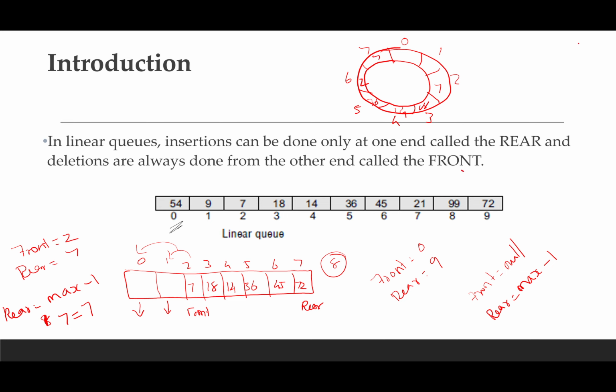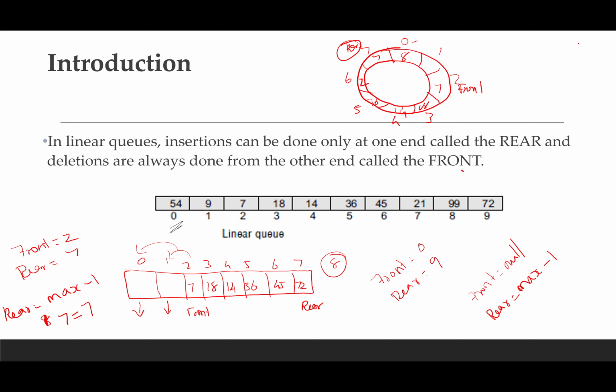In this case, this is the rear position and this is the front position. If you are trying to do the insertion, we can make the rear position 0 and do the insertion in this place. So this is the advantage in a circular queue.